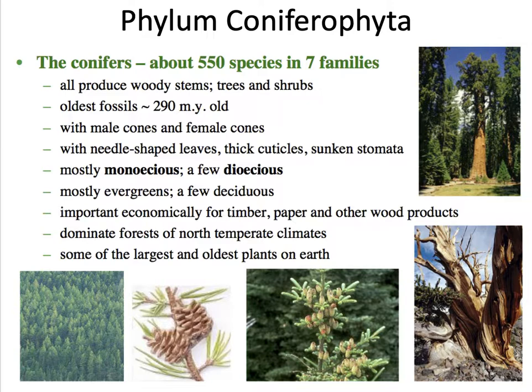But there are examples of some, for example, the dawn redwood from China is deciduous, where it drops its leaves every fall or winter. The conifers are very important economically for timber, paper, and other wood products. They dominate the forests of northern temperate climates, and the conifers include some of the largest and oldest plants on our planet.